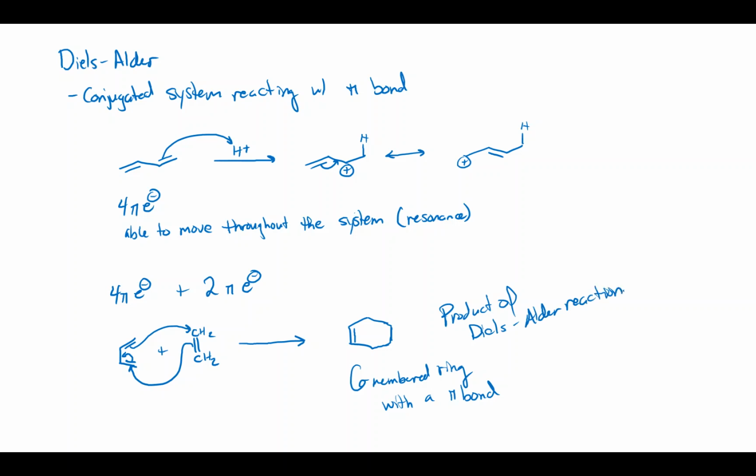So the Diels-Alder reaction is when we take a conjugated system that has four pi electrons in it, and we react it with a double bond or a pi bond. And what we're going to get is the six-membered ring that has a pi bond in it.